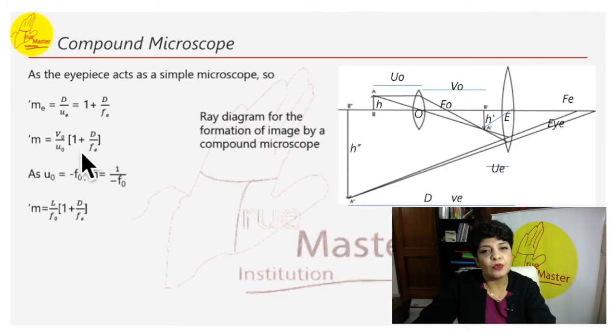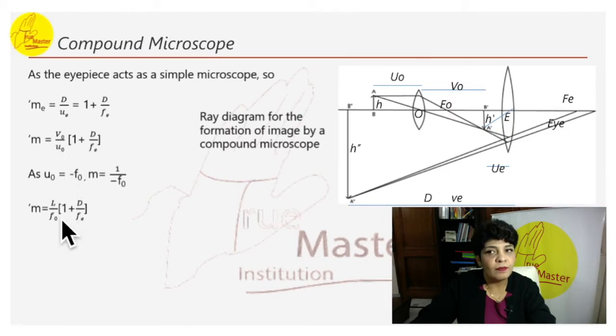So multiplying the two here becomes the formula for the total magnification. Now we know the magnification M is equal to 1 by minus F naught. So instead of writing U naught, we can replace it by F naught. So once we put the value F naught, we can put it here in place of U naught.